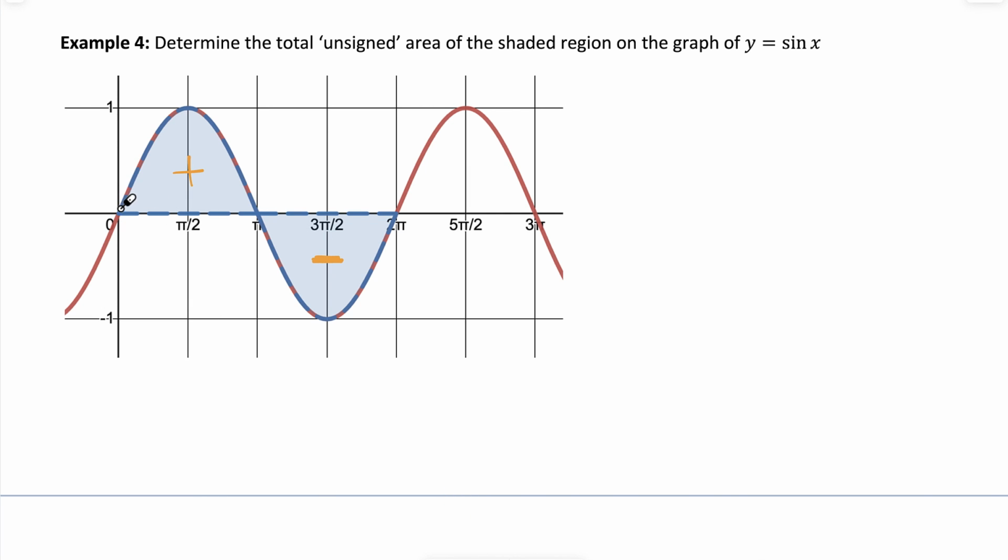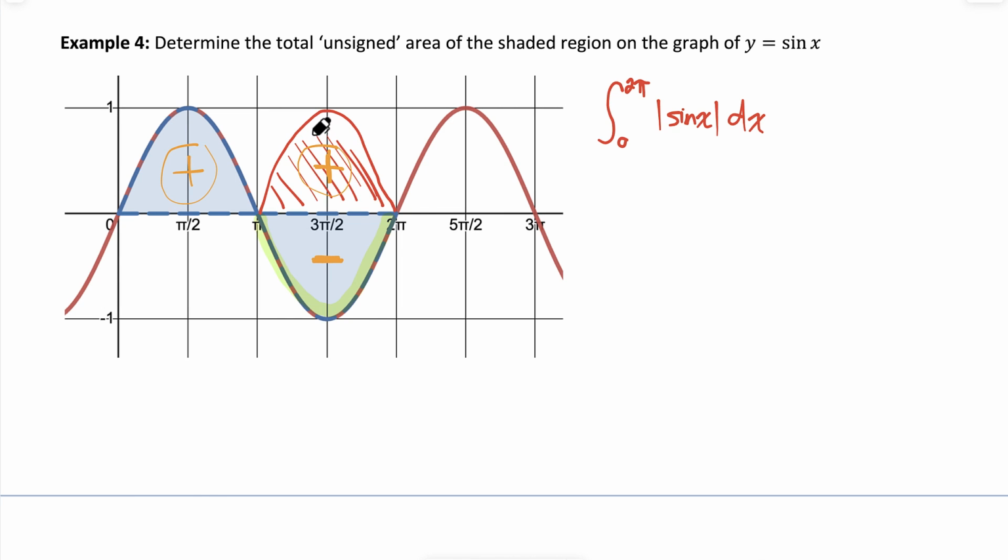Well, I can find the definite integral between 0 and 2 pi, not of just sine x, but of the absolute value of sine x dx. What's that going to do? It's going to take any of the negative portions of the function, which I've highlighted in green here, and it's going to move that portion above the x-axis so that we'll be finding a positive area that has an equal absolute value to the negative area. And then I'll be adding that positive area with this positive area, so those two together, which will give me the total unsigned area.